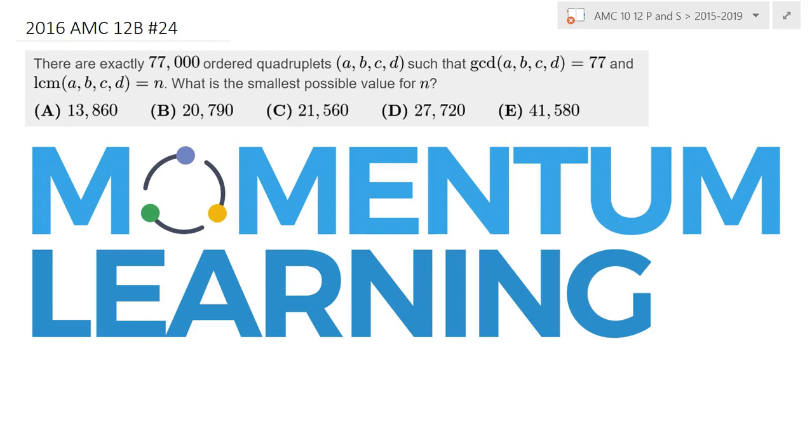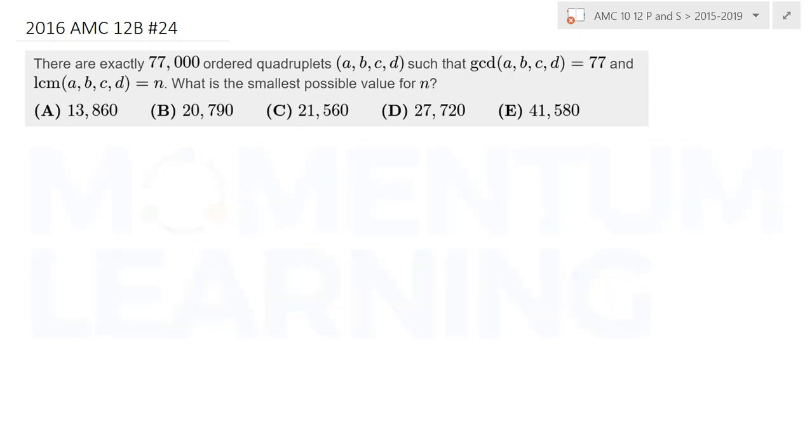Hello everybody, in this lecture we will be solving 2016 AMC 12B problem number 24. Here is a view of this problem. We have exactly 77,000 ordered quadruplets a, b, c, d such that the greatest common divisor of these four integers is 77 and the least common multiple is n. We are inquiring about the smallest possible value for this n.